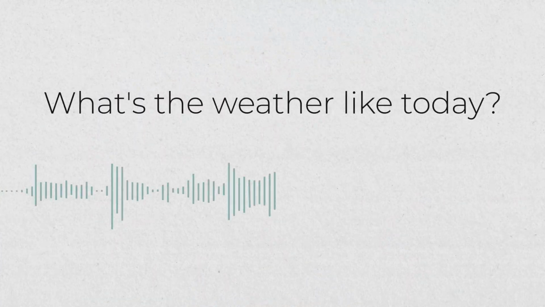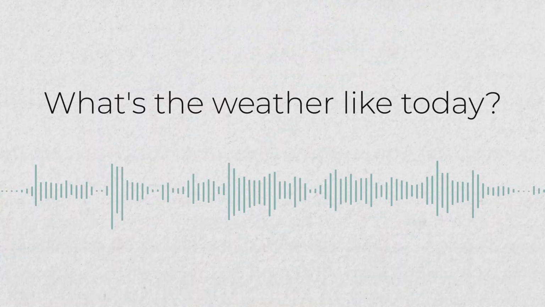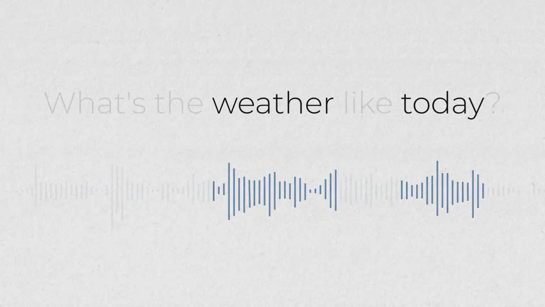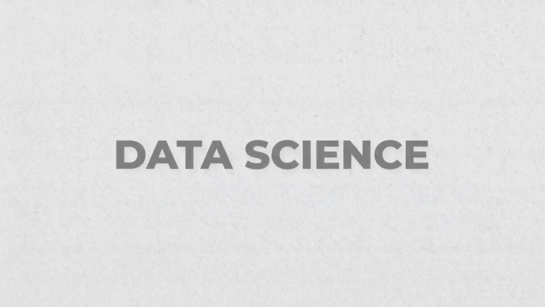First, we give our assistant instructions. Things like, set my alarm for 7 a.m., or play some country music. Or we ask a question. What's the weather like today? Our assistant receives these voice commands through its microphones, and then it analyzes our request. And for that, we need data science.